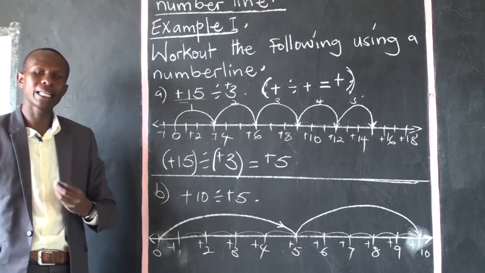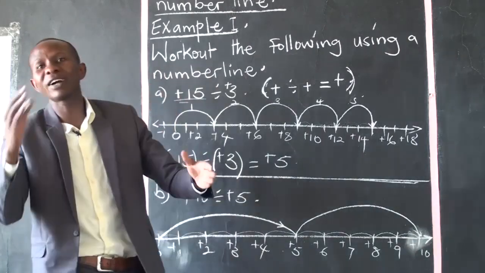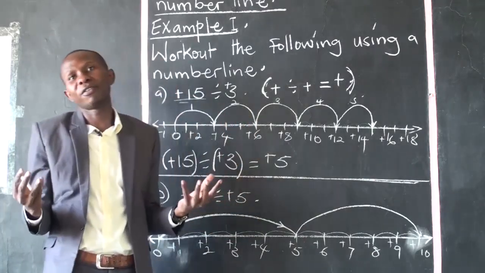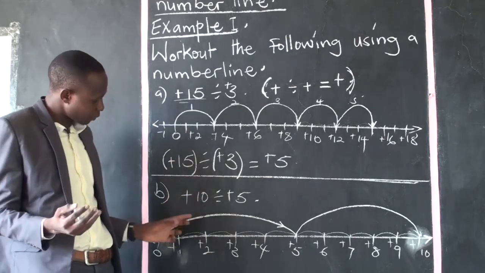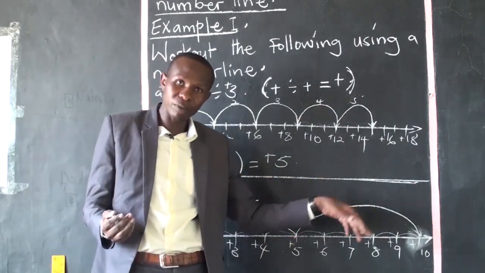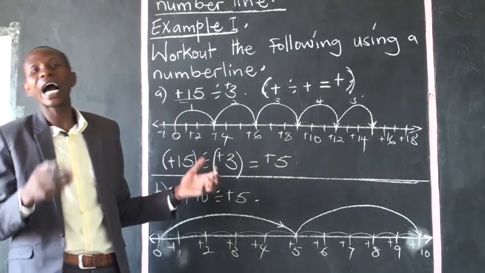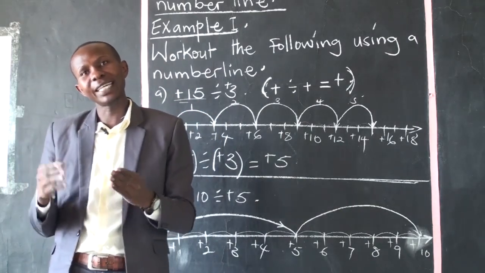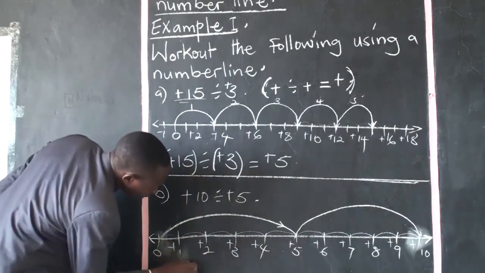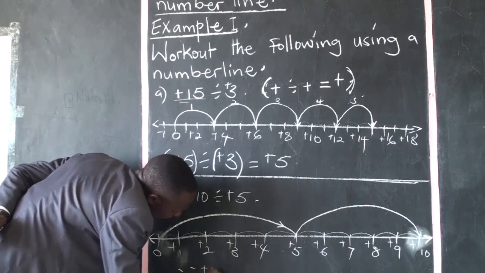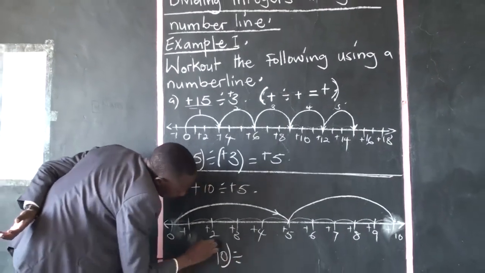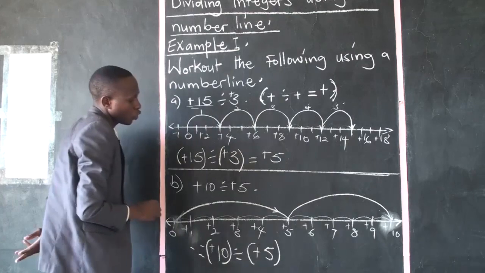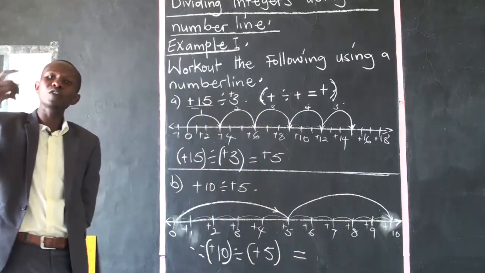After reaching there, we ask ourselves, how many intervals of 5 are you now able to see in front here? The first interval comes from there up to here, and that's another interval. The number of intervals determines the answer of the integers. So I'll say, therefore, positive 10 divided by positive 5 will give us how many intervals are you counting?